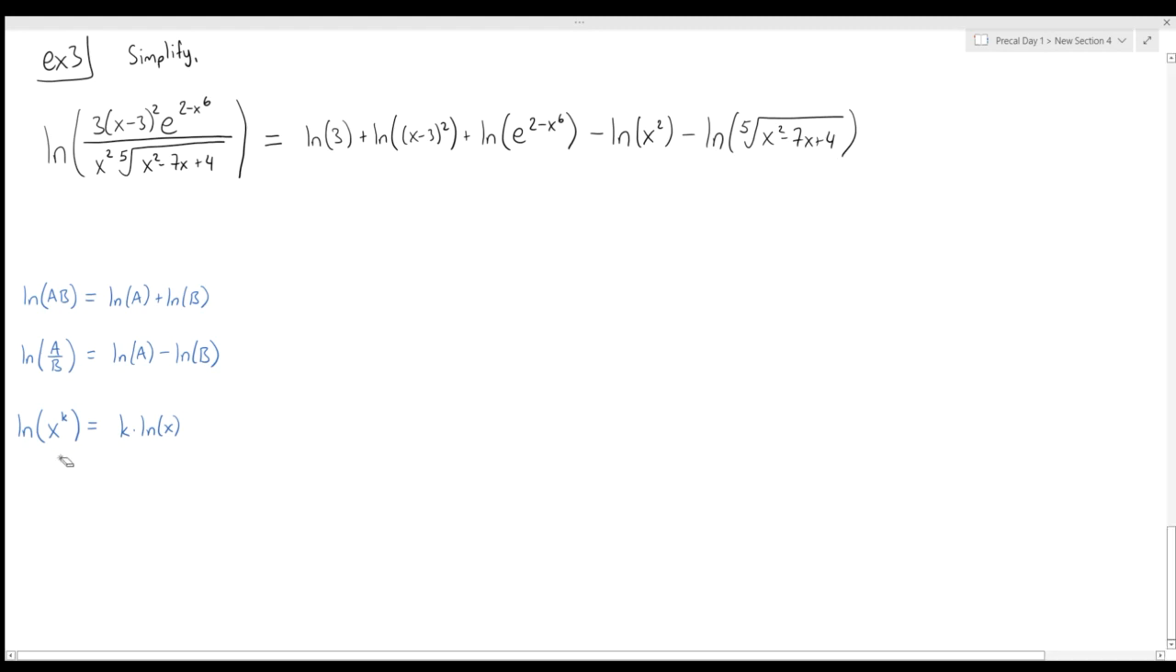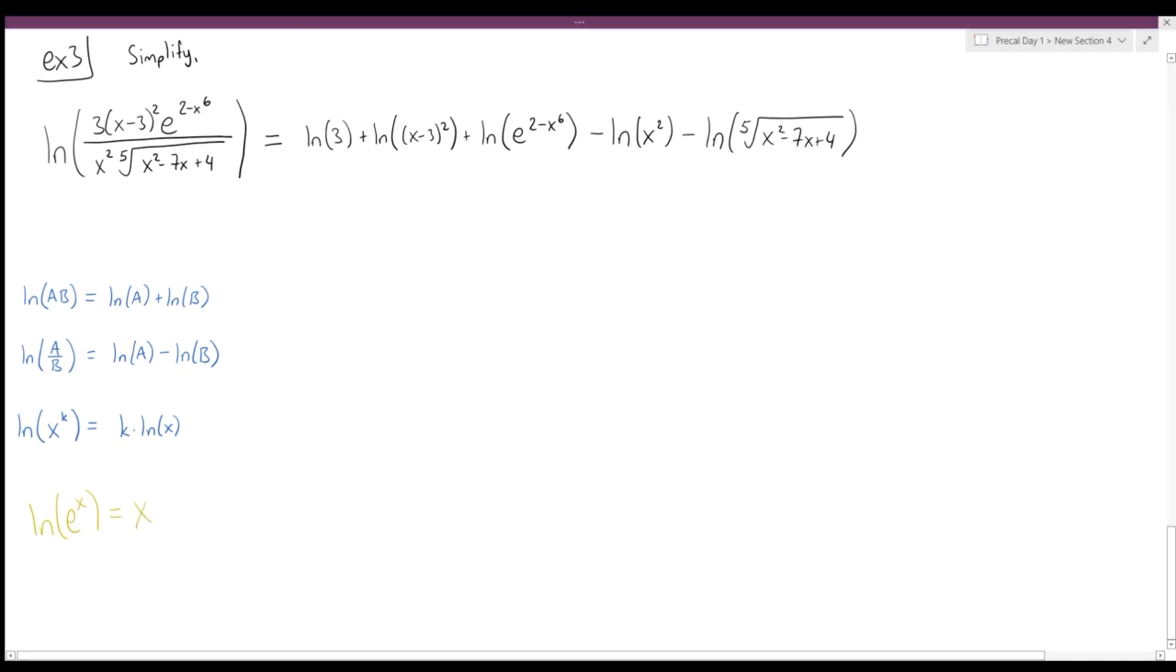Now after that you have, maybe it would have been better if I won't worry about that. So when you have a power on the inside, you can bring the power out to the front. So we can apply that to a couple of these terms, okay? We also had the inverse relationship between natural log and e. Natural log of e to a power, the ln and the e will sort of cancel and just leave you with the exponent.